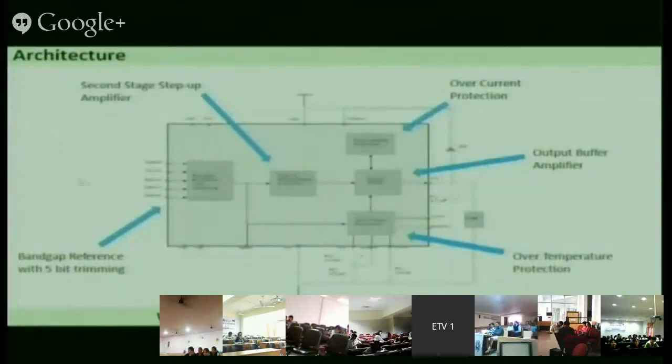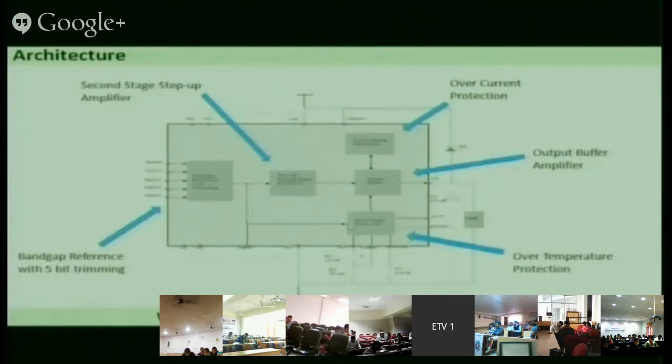These are the various blocks. The first block is a band gap reference. The objective of the band gap reference is to generate a fixed 1.1 volt, which is not dependent on temperature. Once we generate 1 volt, we feed it to the second stage of the amplifier, and then it is taken to the third stage of the amplifier, which is an output buffer. I will show you what the circuit is in the subsequent slides.